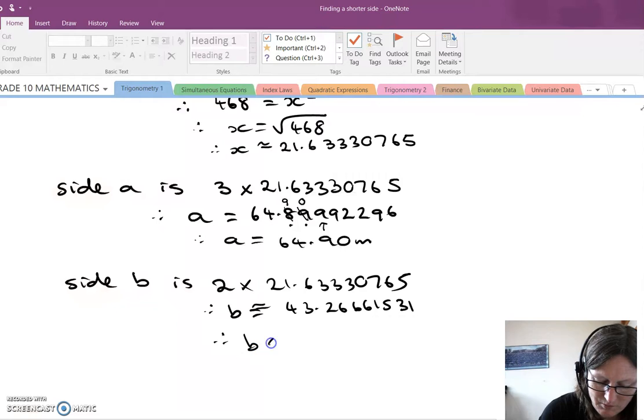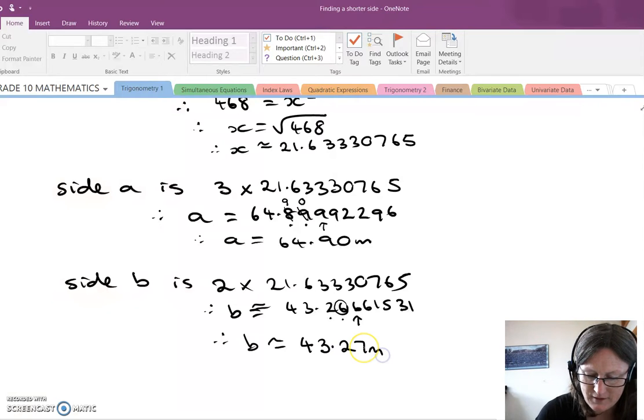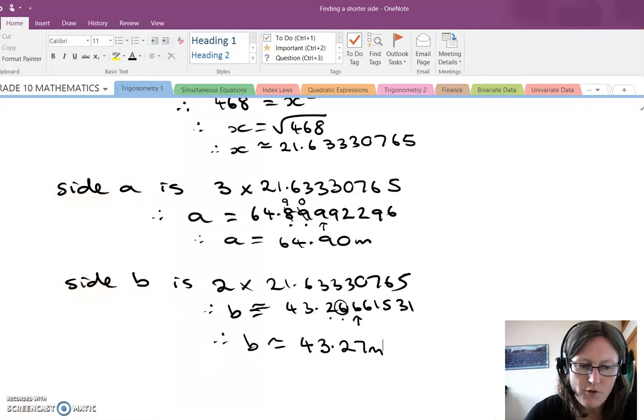It wants it to 2 decimal places. 1, 2. Let's look at the third. Is greater than 5, so that 6 moves to a 7. So B is approximately 43.27 metres. Okay, so this video was 3 examples of Pythagoras' theorem finding the shorter side.